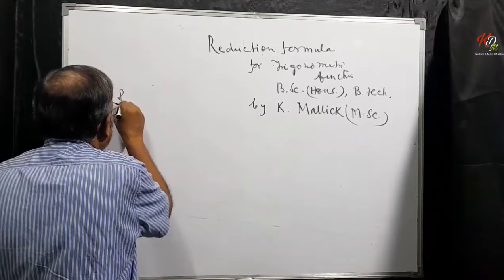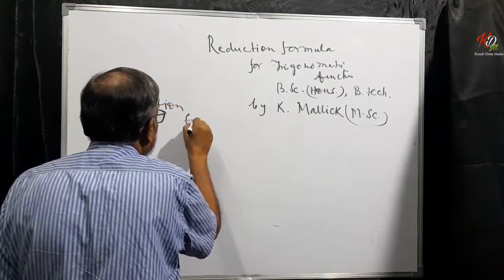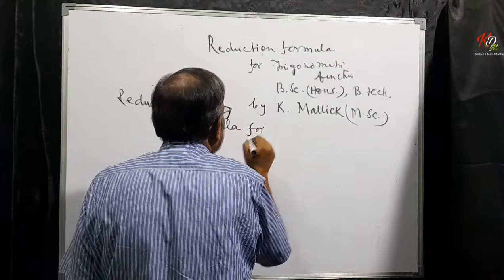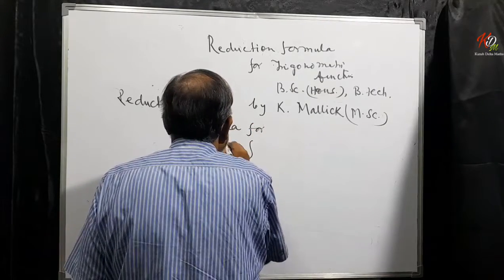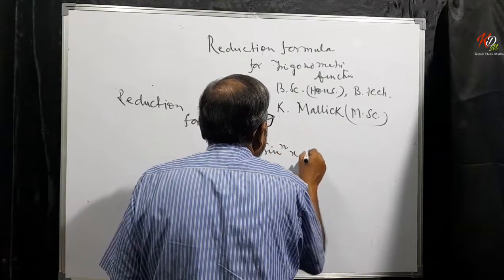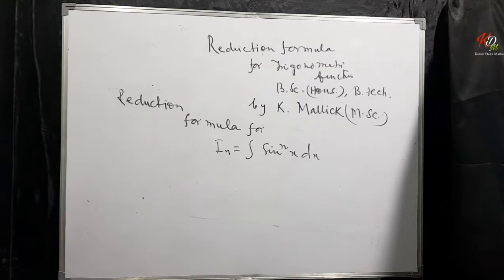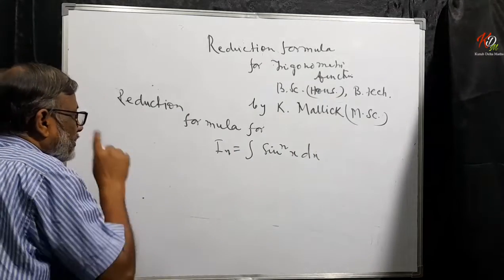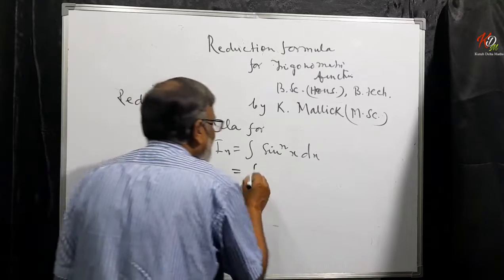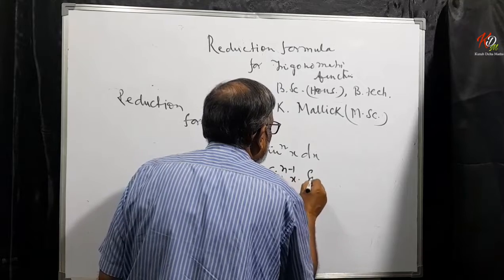The reduction formula for I_n. Let I_n equal integration sin to the power n x dx. Now, breaking this into two functions: sin to the power n minus 1 x into sin x.